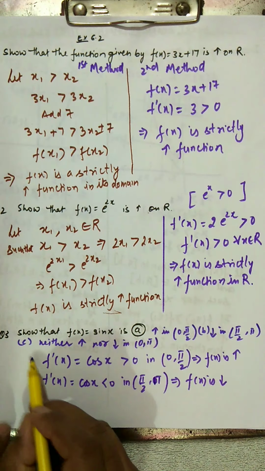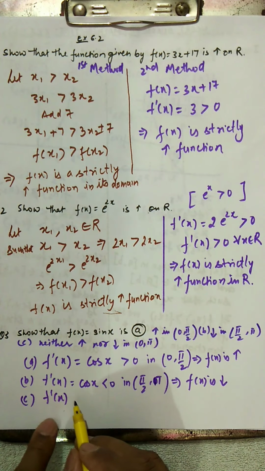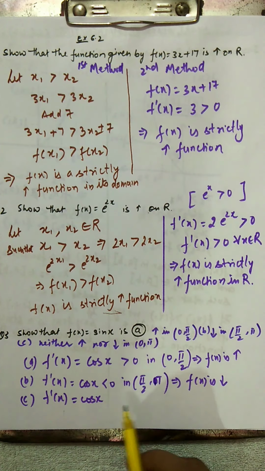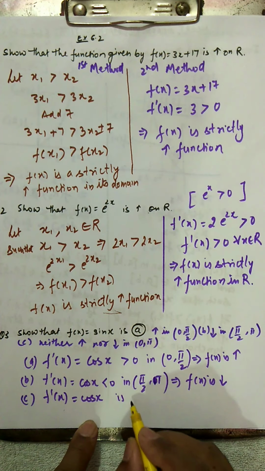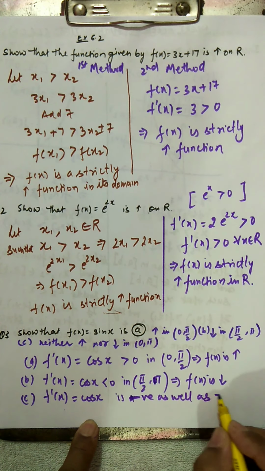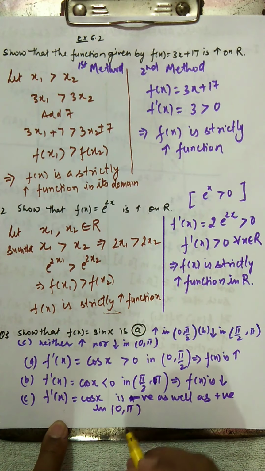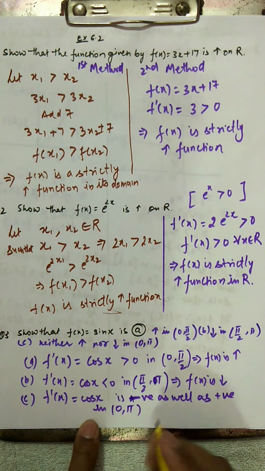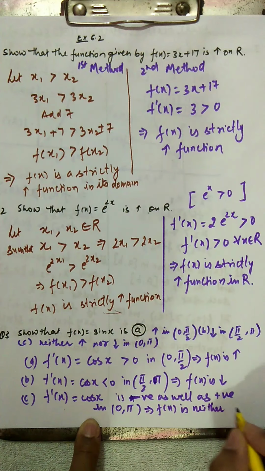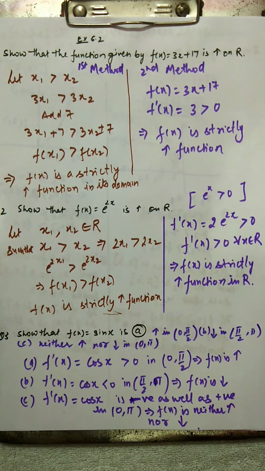So this is your part A answer, this is part B. But part C is saying that f(x) is neither increasing nor decreasing, because you can see that cos x is positive as well as negative in the interval 0 to pi. This is the combination of the first and second quadrant. So we can say that f(x) is neither increasing nor decreasing.